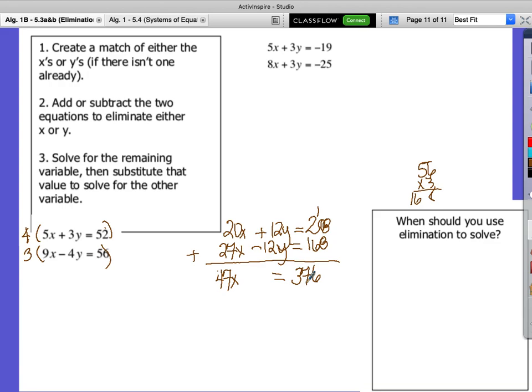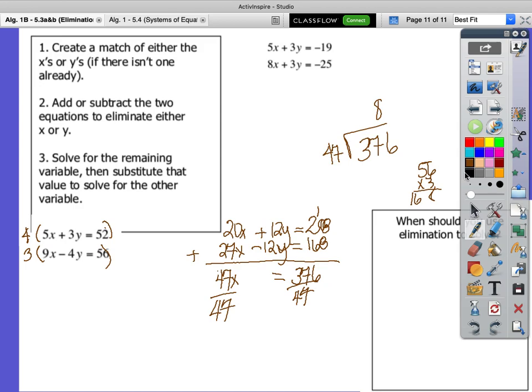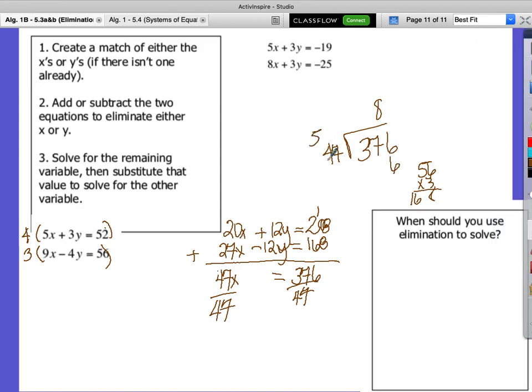Divide by 47 on both sides. So now I have 376 divided by 47. Does 47 go into 37? No. So I've got 8. Okay, you say 8. 8 times 7 is, 8 times 7 is? Oops. 8 times 4 is? 32. 32 is correct. Plus 5? 37. Nice.